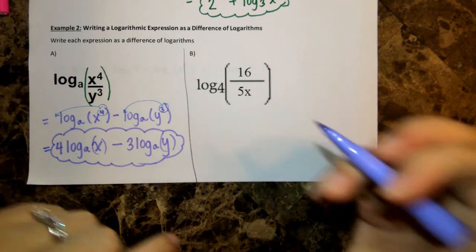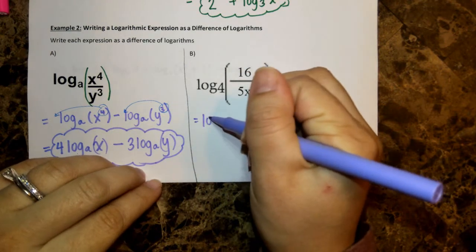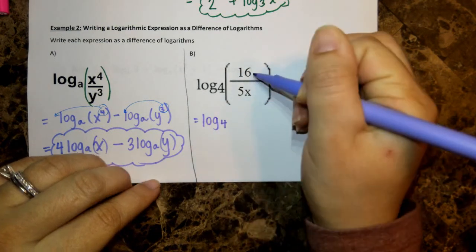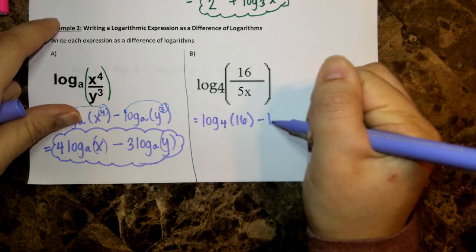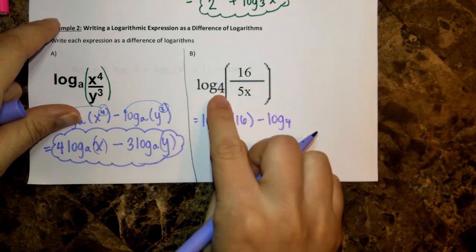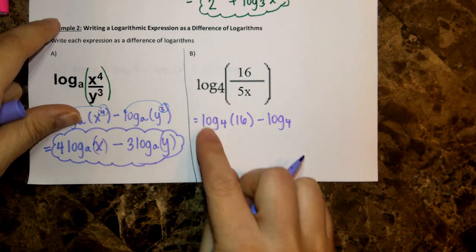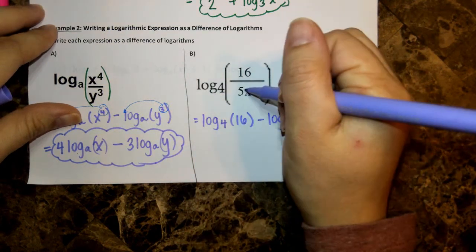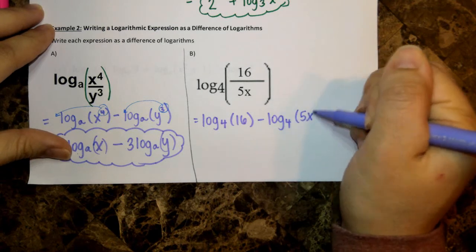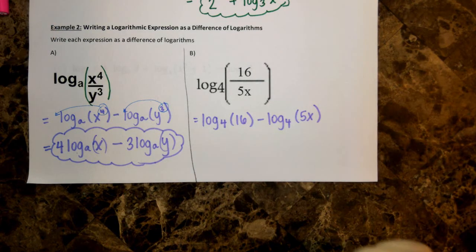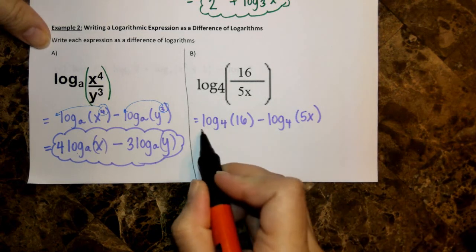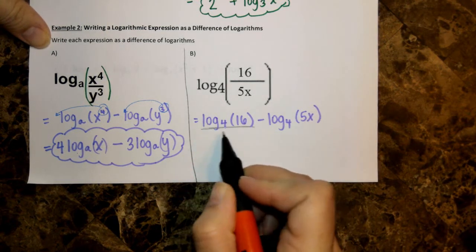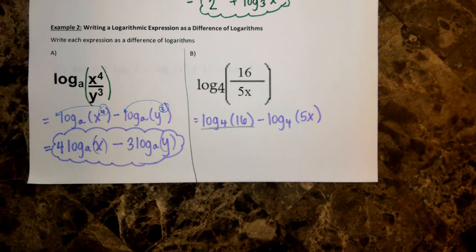So this can be rewritten as log base 4 of the numerator, which is 16, subtract log base 4, notice that it's still the same base for each of the logarithms, base 4, because that's what it originally was, of the denominator, which is 5x. Now this answer is right. We can take it one step further just because I noticed that the first term, log base 4 of 16, is something that we can calculate.